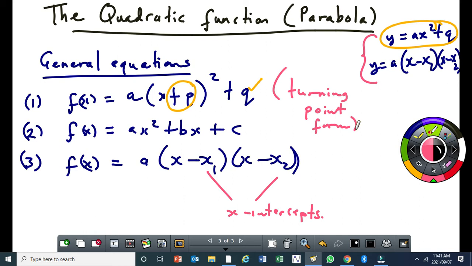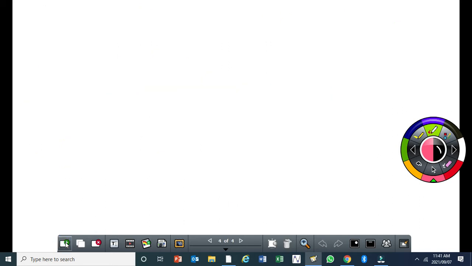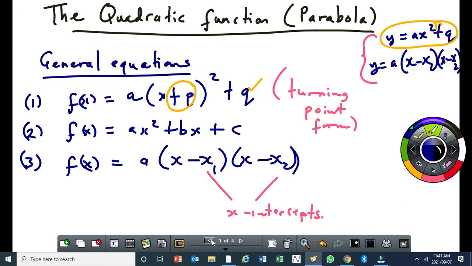Okay, can I carry on? Right, let's talk about number one now. So what does q do? The q stands for vertical shift. Don't worry, I'm going to talk about the equation in more detail.